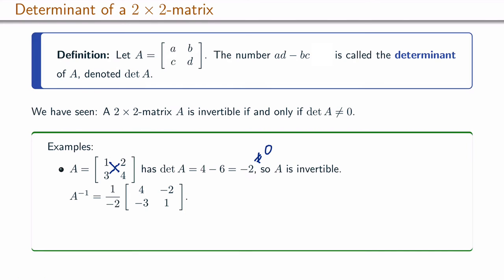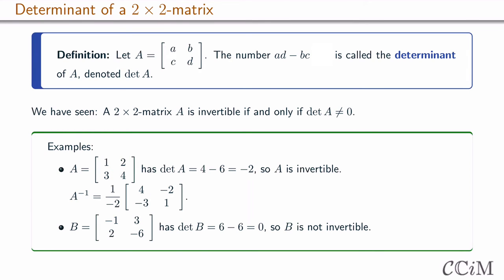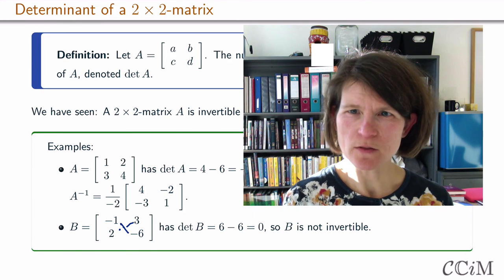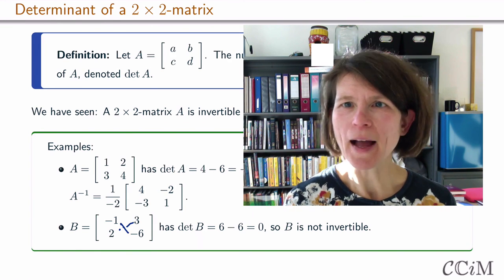The inverse can then be found by taking 1 over this determinant, so 1 over -2, interchanging the elements on the main diagonal, and putting negative signs in front of the elements that are remaining. On the other hand, B, which is the matrix -1, 3, 2, -6, has determinant -1 times -6, minus 2 times 3, so that's 6 minus 6, which is 0, and so B is not invertible. So we've seen a criterion that tells us whether a 2 by 2 matrix is invertible, and if it indeed is invertible, how to find the inverse.